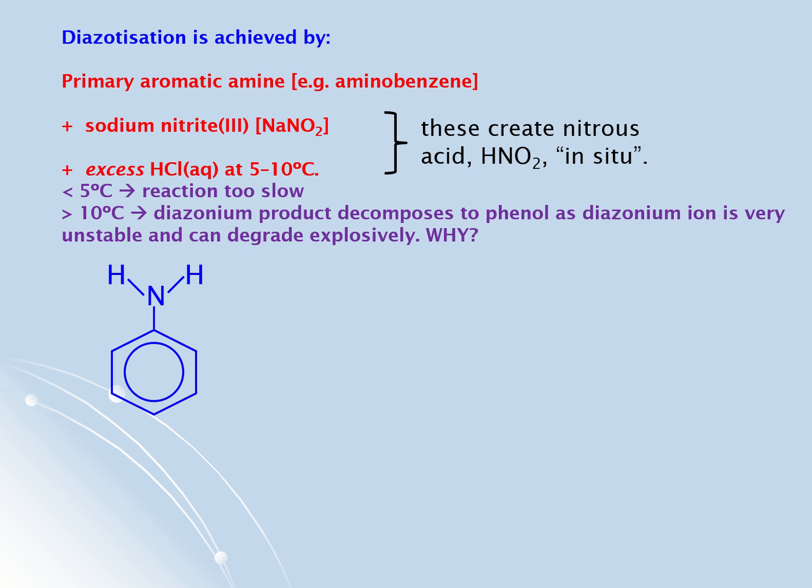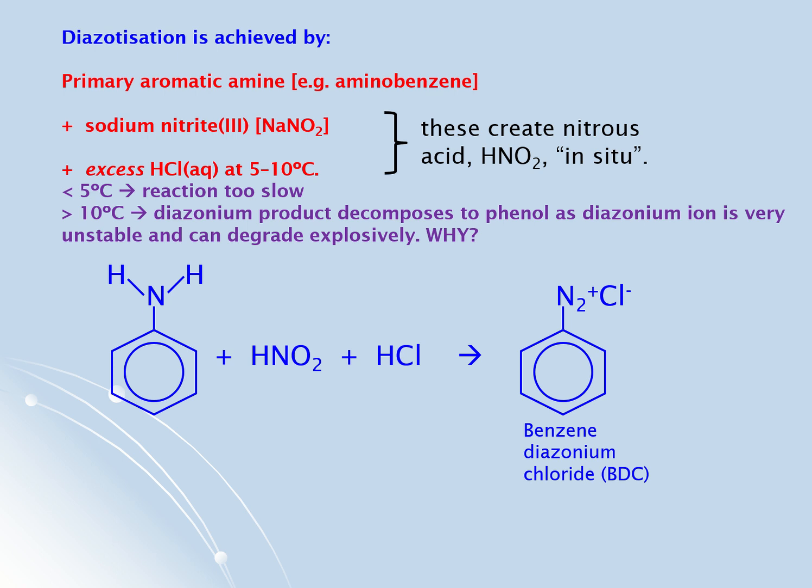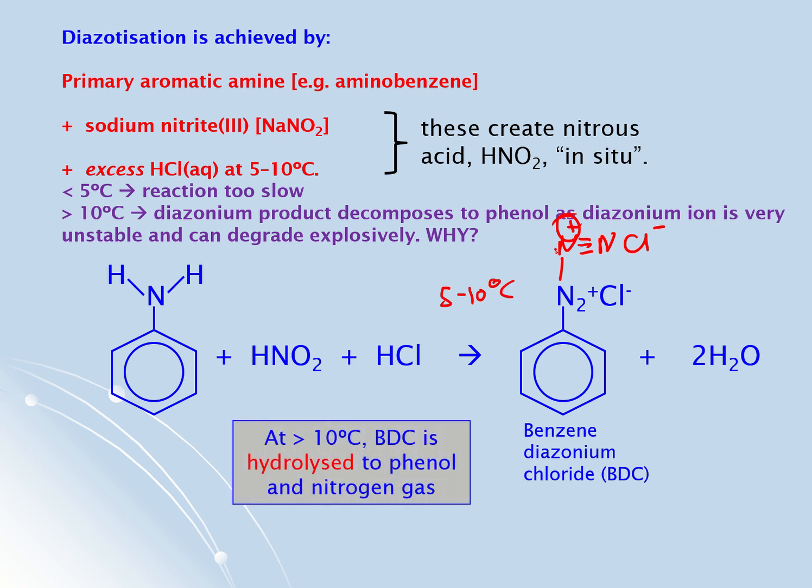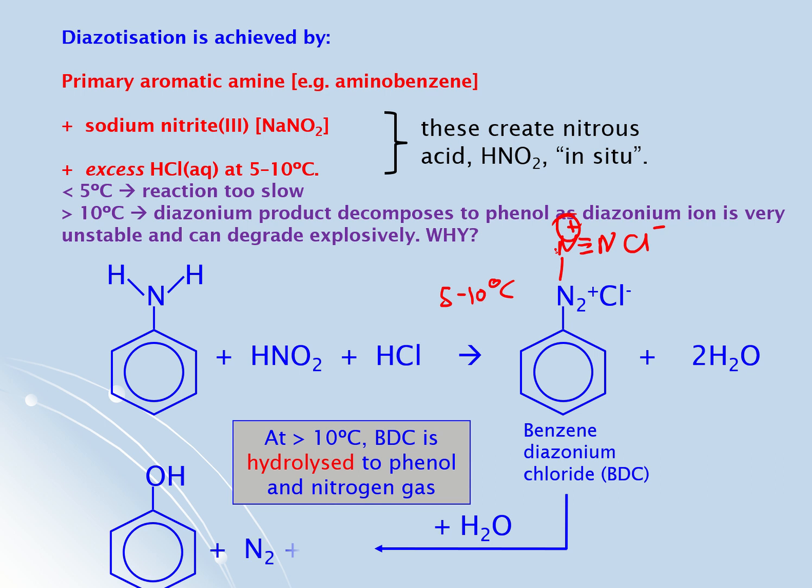So there's my phenylamine, my nitrous acid and my excess HCl. There's my new diazonium ion. So my N2+, or you could have it written as N triple bond N with a positive charge there, and then Cl minus, plus your waters. And this, remember, is all happening between 5 degrees and 10 degrees. If this is allowed to warm up above 10 degrees, what happens is that the benzene diazonium ion will react with the water. You'll get phenol, which you don't want, and you'll get the possibility of an explosion from the gas.